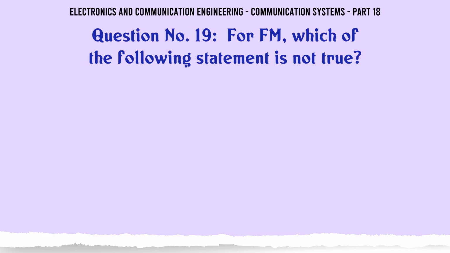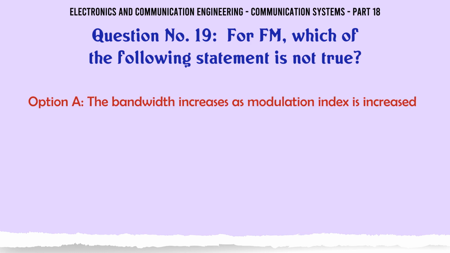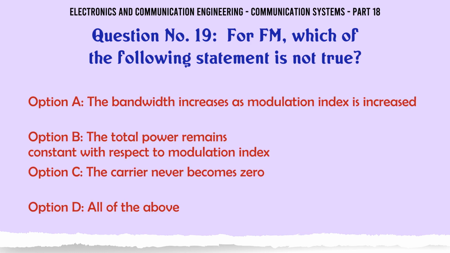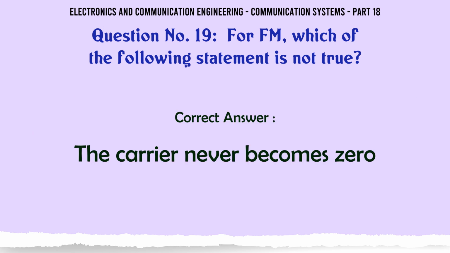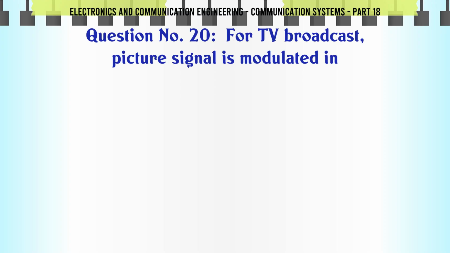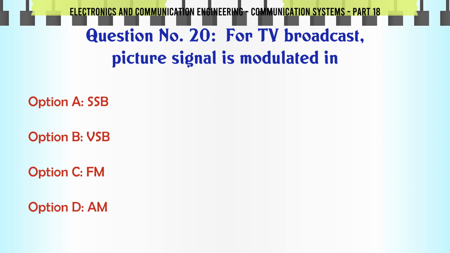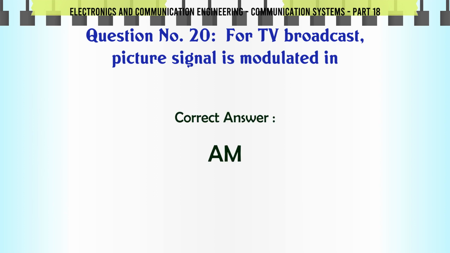For FM, which of the following statements is not true? A. The bandwidth increases as modulation index is increased. B. The total power remains constant with respect to modulation index. C. The carrier never becomes zero. D. All of the above. The correct answer is the carrier never becomes zero. For TV broadcast, picture signal is modulated in A. SSB, B. VSB, C. FM, D. AM. The correct answer is AM.